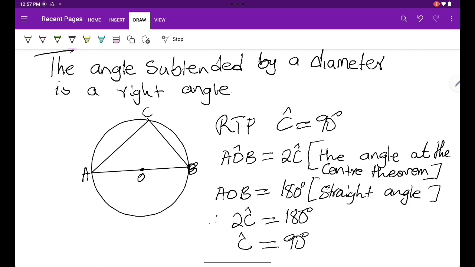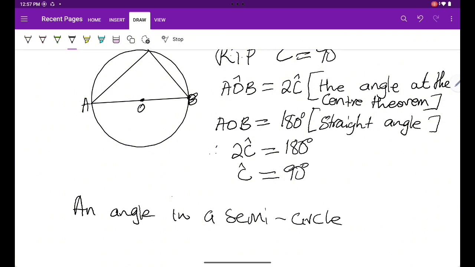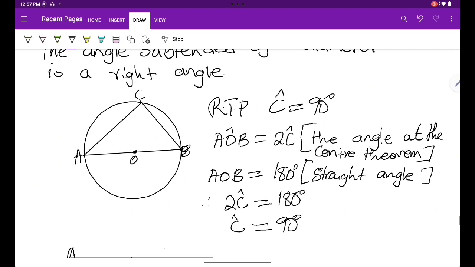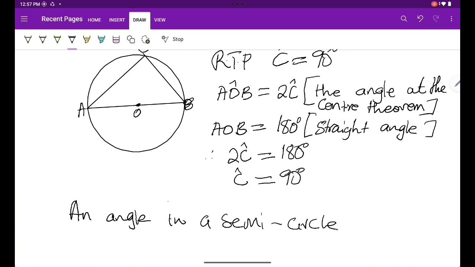Now, in this case, some people will say it is an angle in a semicircle. So when you give a reason, you can say an angle in a semicircle or an angle subtended by a diameter. Either way, this angle is 90 degrees. The angle in a semicircle is 90 degrees.